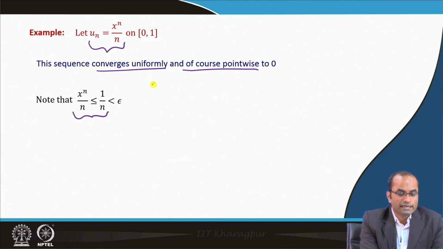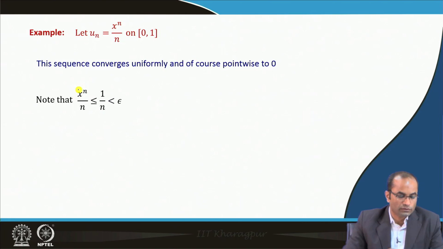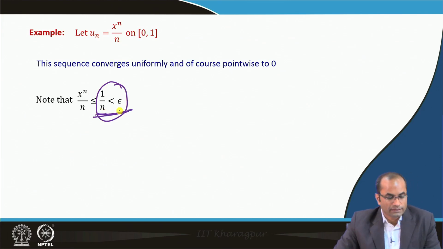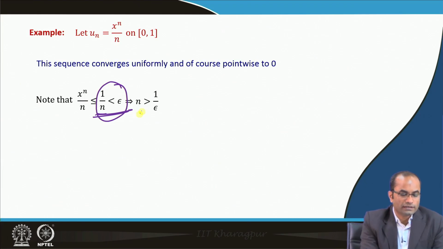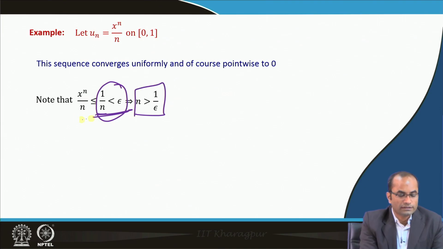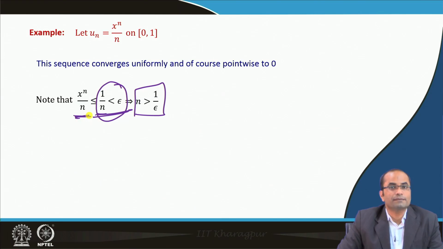So, because this x lies between 0 and 1, we can have this bound here that x^n over n is less than or equal to 1 over n, and then we can set this to less than epsilon. From this we can now construct an N, because the relation is that this n should be greater than 1 over epsilon, then basically we have x^n over n less than epsilon.